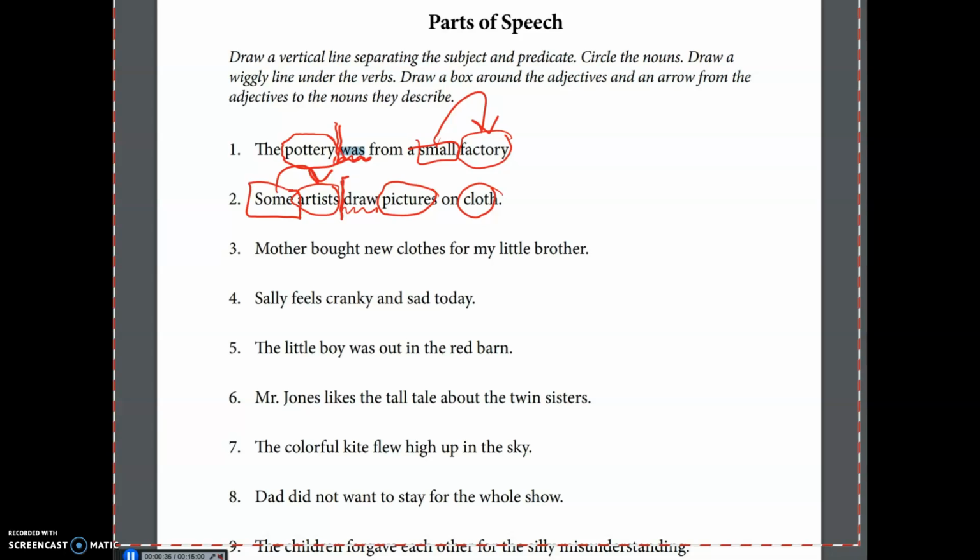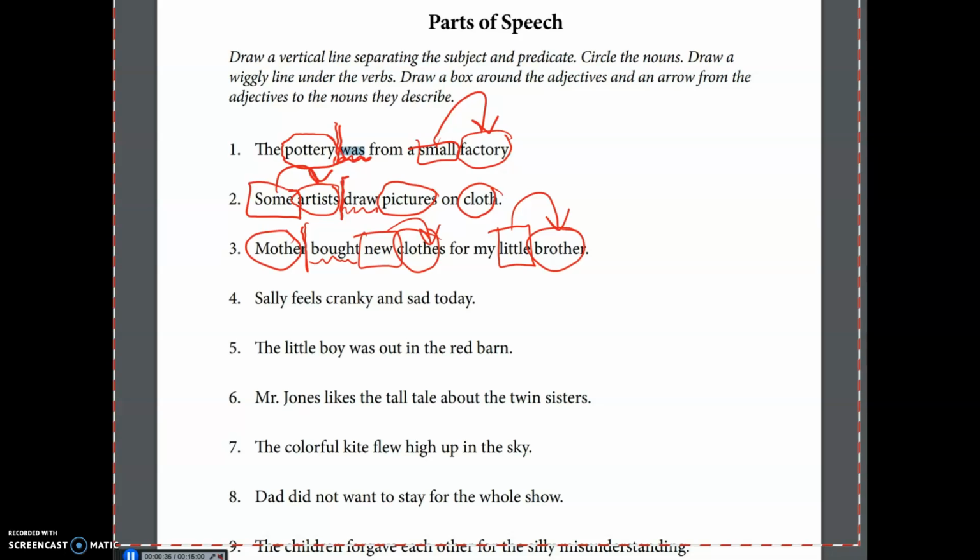Okay, let's try number 3. Mother bought new clothes for my little brother. So the subject is mother. The predicate is she bought new clothes for my little brother. The nouns are mother, clothes, and brother. Bought is the action word. New is an adjective that describes clothes. Little is an adjective that describes brother. Remember, adjectives always describe the noun, so you just want to look for a word that's describing the noun.